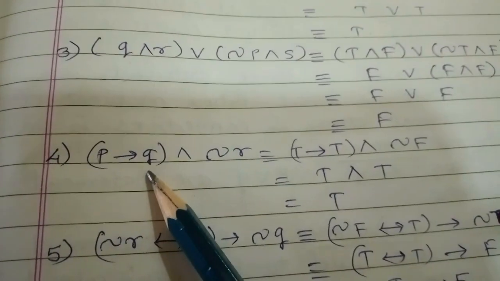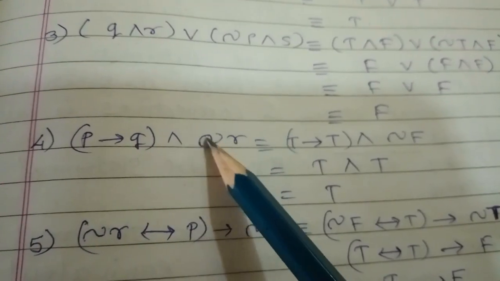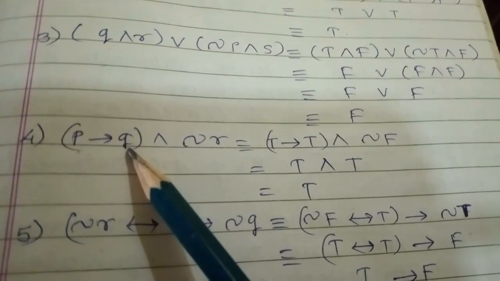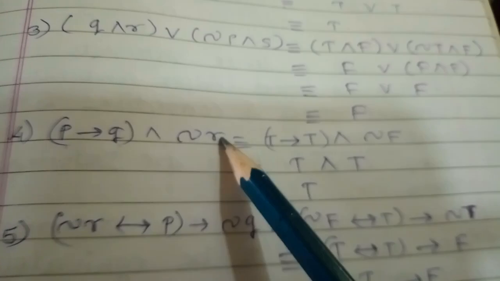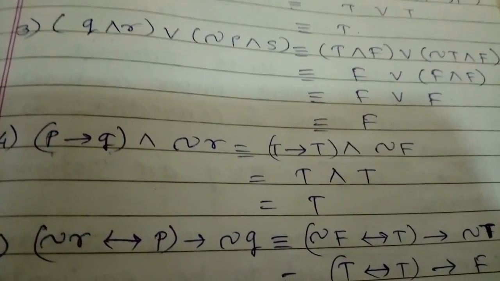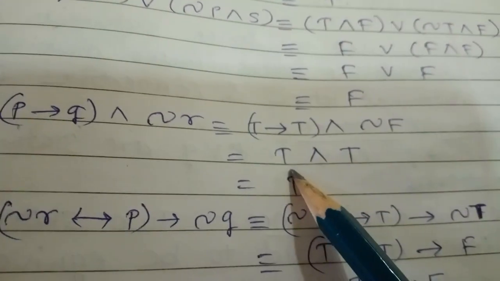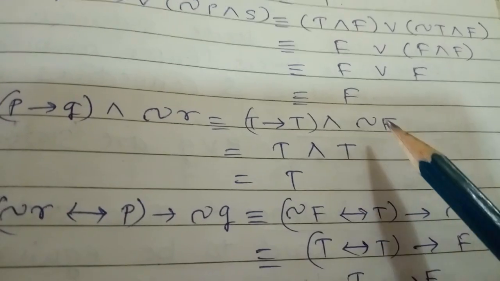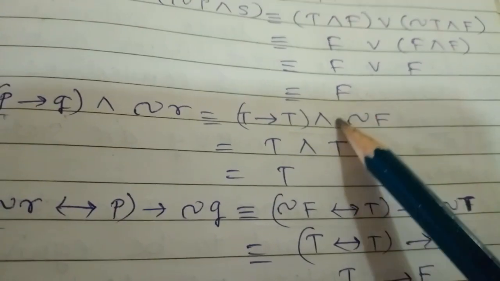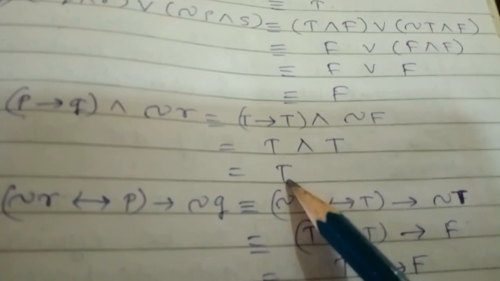So P conditional Q, or P implies Q, conjunction negation of R. For P we write down T, T, and for R we write down F. So T implies T, so the answer is T, because you know that both the statements having the same value, either TT or FF, the answer is T. Conjunction, that is negation of F, it is T. So negation of a false statement is true, and again T conjunction T is T.